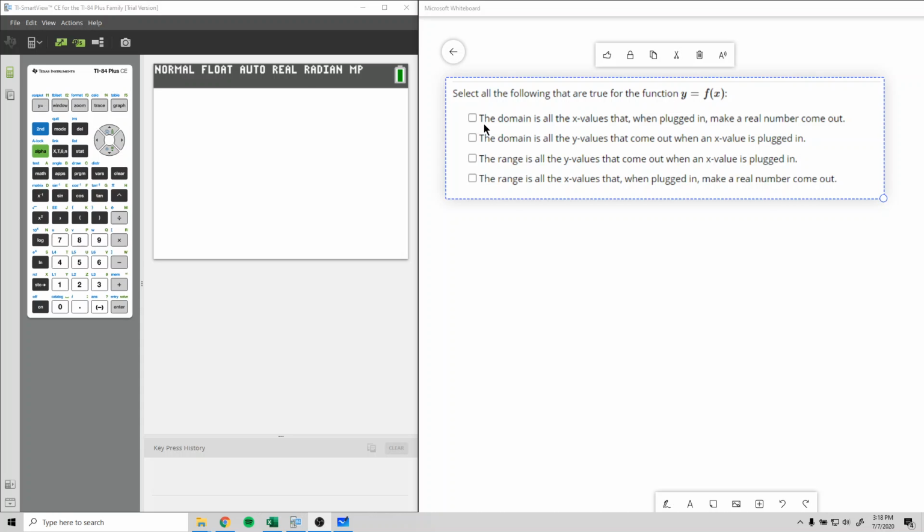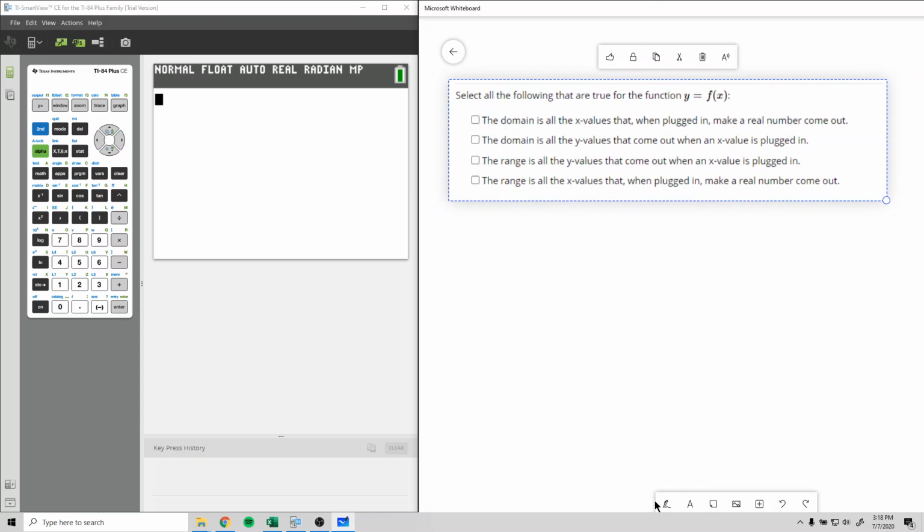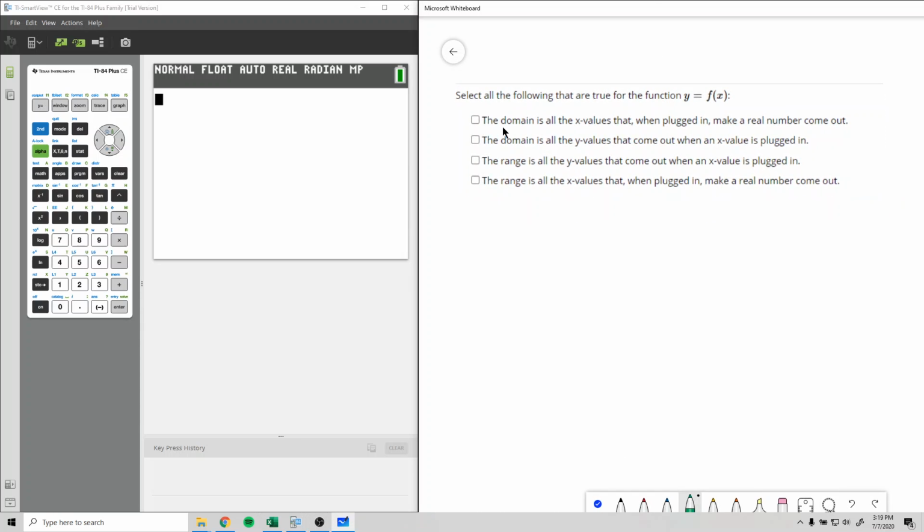The domain is all the x values that, when plugged in, make a real number come out. That is exactly what the domain is. So domain, you often are going to want to associate it with the x values because that's what we plug in. And what's important is that it makes a real number come out.